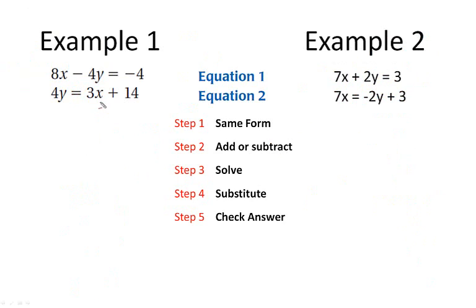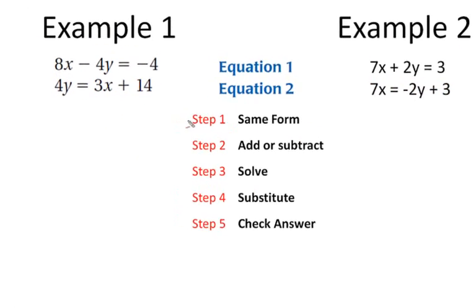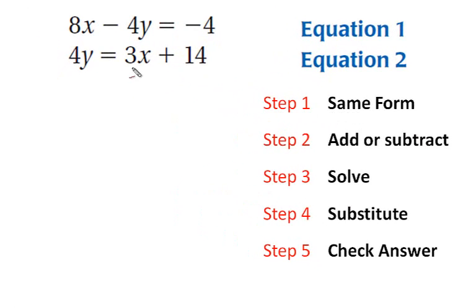Alright, on this one, the equations we start with, we see they're not in the same form. So we want to put them in the same form first. I see this top one's already in standard form, so I'm going to try to put this bottom one in standard form. I'm going to start by moving x to the other side, because I want to have x and y on the same side. So I'm going to subtract 3x from both sides.